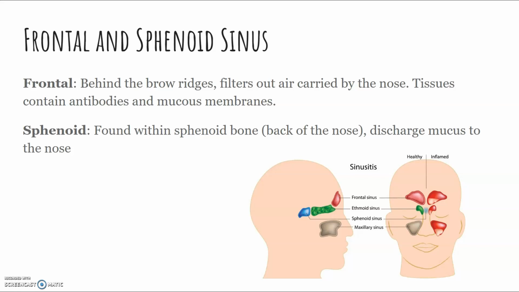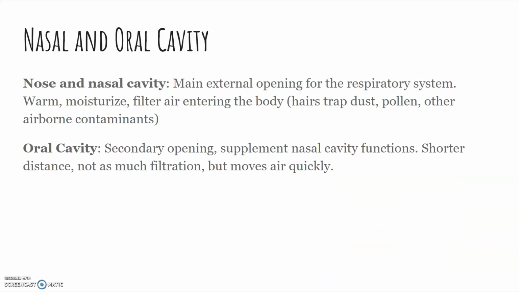You also have the sphenoid sinus. You've got it back here near where the sphenoid bone is. It is going to discharge mucus to the nose. Again, mucus is used to make the air moist. No one likes that word, but moist. That way it's easier on your throat and your nasal cavity. The mucus also traps any bad stuff that might be in the air when you're breathing in.